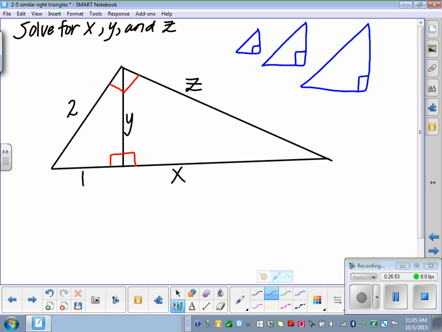Okay. On my small triangle, what's my hypotenuse? 2. What's my small leg? 1. Remember, y is definitely the large leg on that, so we have a y over 1. Questions on that? So I'm going to change colors. Let's look at our medium triangle here. What's our hypotenuse? Z. What is our short leg? Y. Short legs go down here. And then what's our long leg?